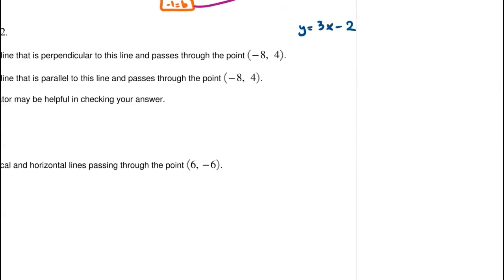From that one, we can find out the slope. M1 is 3, the slope of the given line. M2 is the perpendicular line. So the perpendicular line slope will be the reciprocal of the original slope, with the opposite sign. So all we have to do is flip and change the sign. That will be negative 1/3. M2 equals negative 1/3 because it's a perpendicular line.